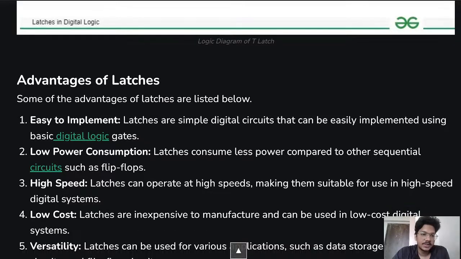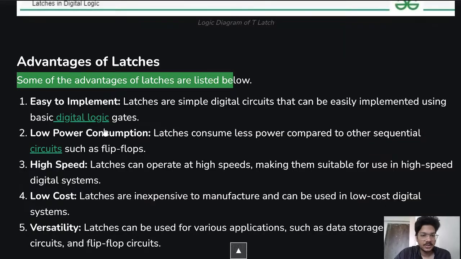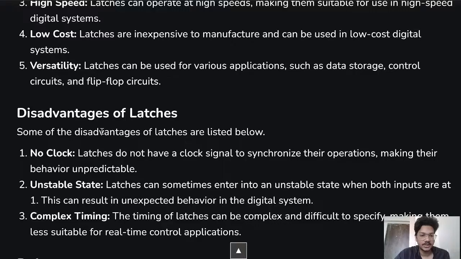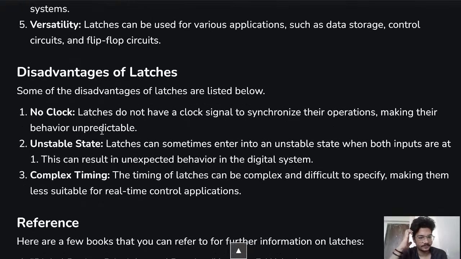The advantages of latches. Some of the advantages of latches are listed below: easy to implement, low power consumption, high speed, low cost. The disadvantages are no clock, unstable state, and complex timing.